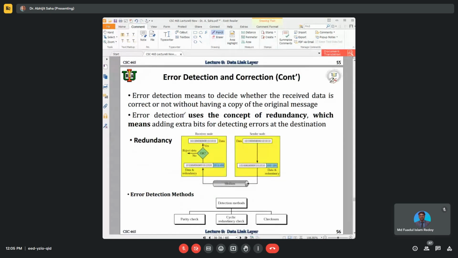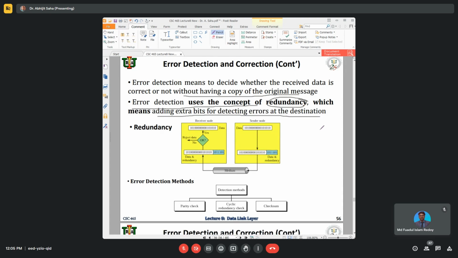So here it is talking about error detection. It says that error detection means to decide whether the received data is correct or not without having a copy of the original message. So with the error detection procedure, you are going to check whether there is an error in the received data or not. Okay, so that is what it is saying here. We say that error detection uses the concept of redundancy, which means adding extra bits for detecting the errors at the destination.